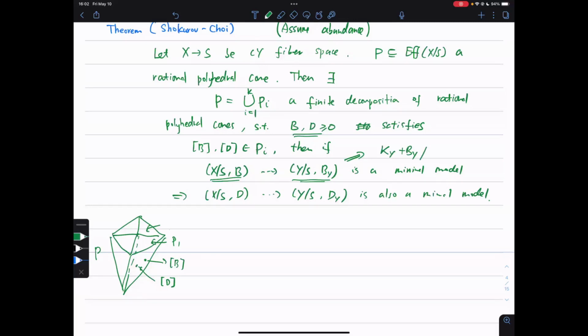Because X is Calabi-Yau, K_Y is also trivial. So this B_Y is trivial, nef over S. And then for the corresponding divisor D, you consider the same variety, but you push forward the divisor D, you get K_Y plus D_Y, which is also linearly equivalent to D_Y over S, and is also nef. This is a result of Shokurov and Choi in our particular case. So in other words, this means the cone shares the same minimal model.